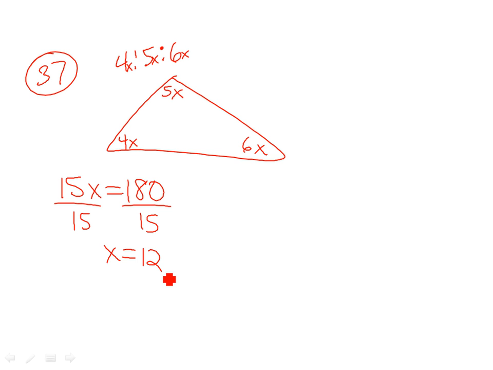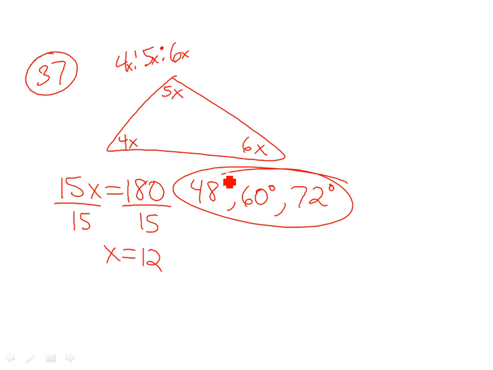They want each angle. What's 4 times 12? 48. 5 times 12? 60. 6 times 12? 72. Do you do the same thing on these top 3 up here that's dealing with perimeter? No. 3 sides of a triangle add up to 180, right? No. I'll tell you how to set it up, but I'm not doing it.